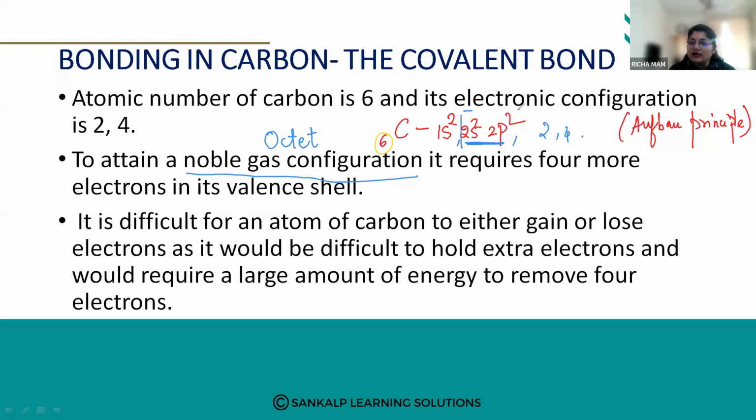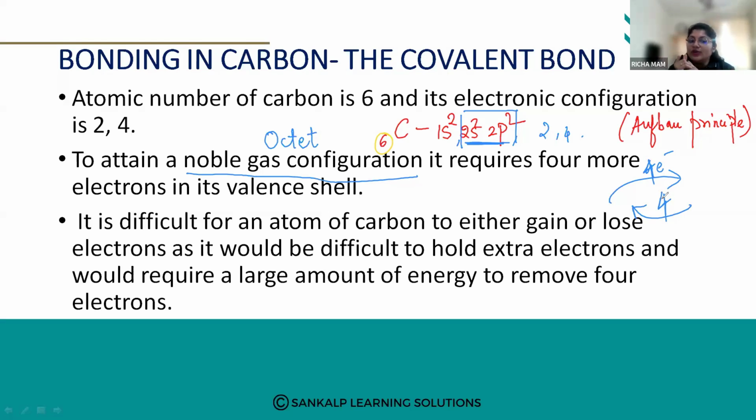Now, when we have written the electronic configuration of carbon, we have seen there are 4 electrons in the outermost shell. So it is very difficult. Either the carbon has to give 4 electrons, or it has to take 4 electrons to attain the noble gas configuration. Either to lose 4 electrons or to gain 4 electrons is very difficult for carbon.